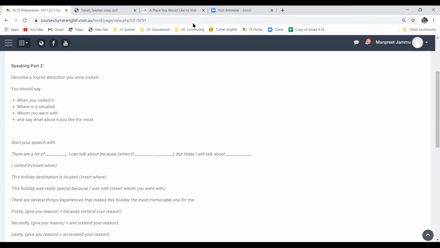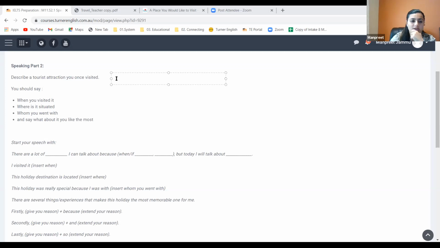When I speak about a tourist attraction, that means one place or one city, country, one place. It doesn't really matter. So you can either talk about one particular attraction. So, for example, let's say in Melbourne, the aquarium, for example. So you can just talk about that.